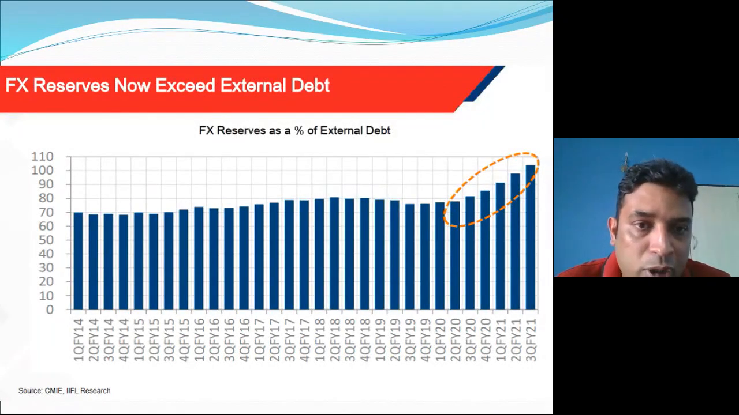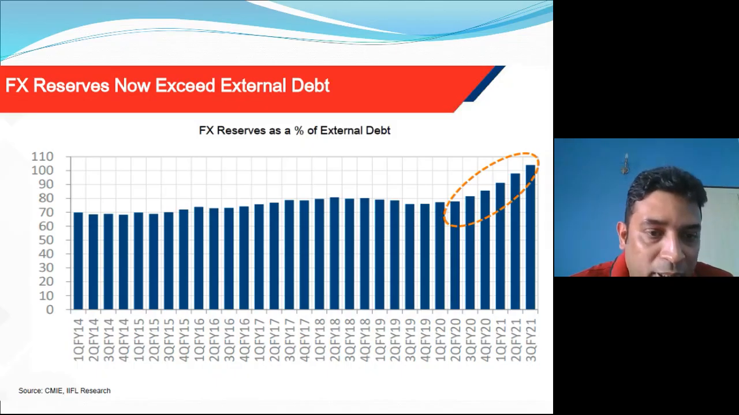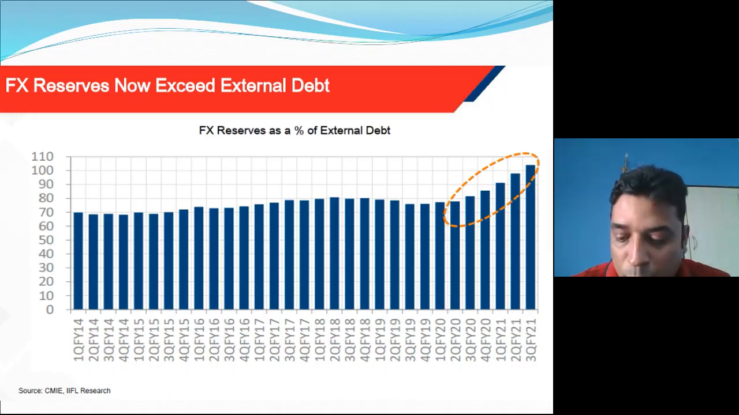I want to say that most of the people who are worried about what will happen to India because of this COVID second wave, see the data point here. Indian forex reserve has now exceeded external debt. That's a very important point. My reserve has exceeded my external debt, which in 2014 was 70%. Now we have 110% reserves compared to our external debt, which is a huge data point.